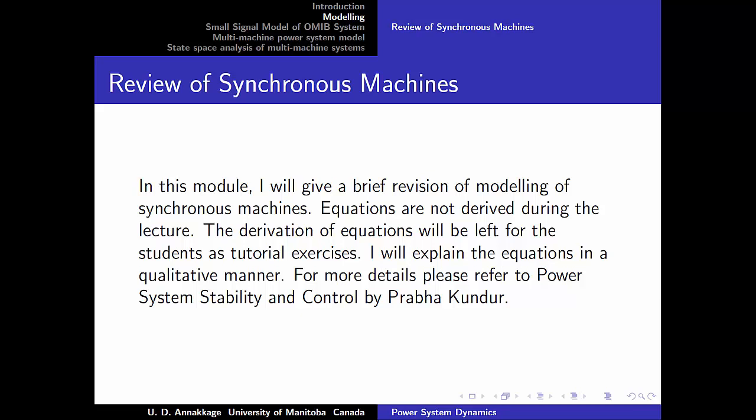I will give a brief revision of modeling of synchronous machines. I am not going to derive any equations in the lecture. The derivation of these equations will be left for the students as tutorial exercises. I will explain the equations in a qualitative manner only. For more details, please refer to Power System Stability and Control by Prabha Kundu.